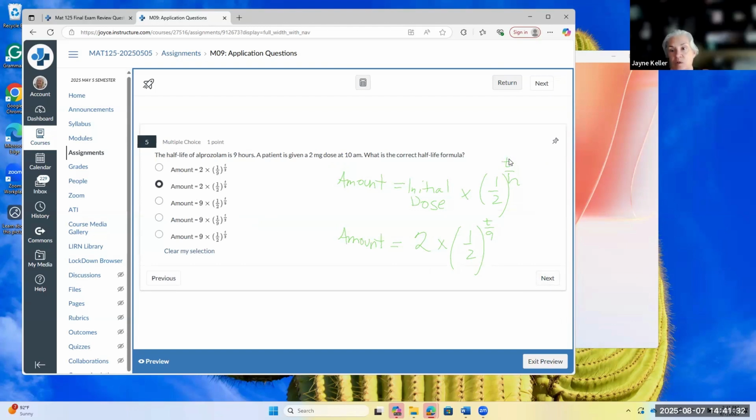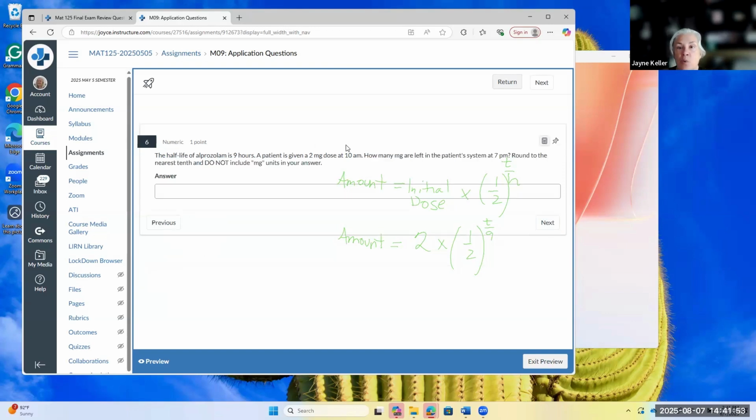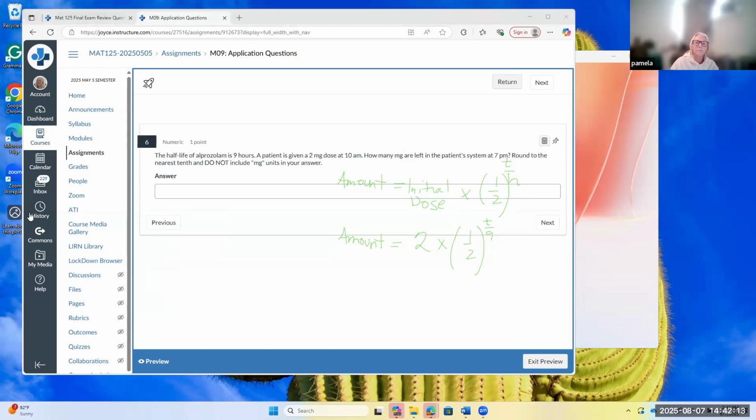This is a formula. You tell me how many hours ago the person took that dose, and I can tell you how much of the medication is still in there. So the input is T, the number of hours that have elapsed since they took their medicine. And the outcome, the amount, is how much of the medicine is left. So for this question, how many milligrams are left at 7 p.m.? If they took it at 10 a.m., from 10 a.m. to 7 p.m. is how many hours? 9 hours. Yeah.